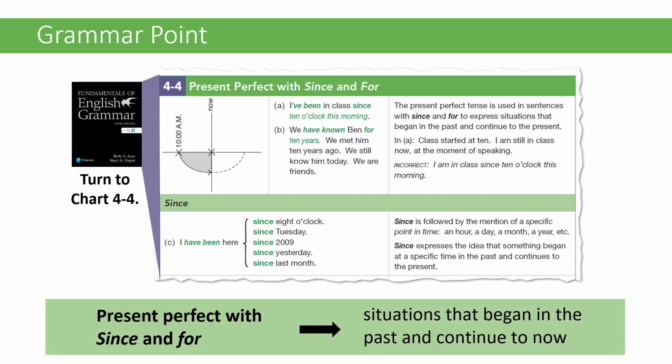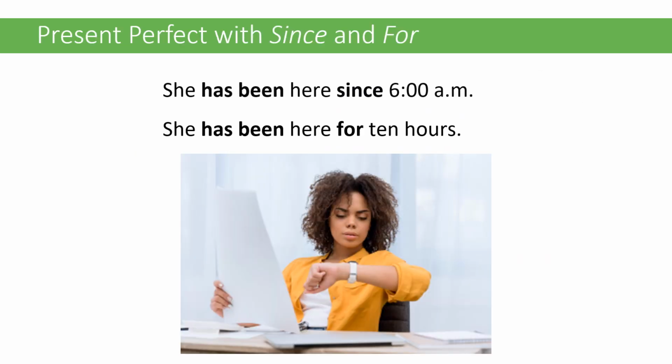So we also use the present perfect with since and for with situations that began in the past and continue until now. Let's look at this. She has been here since 6 a.m., or she has been here for 10 hours. So we're talking about something that happened in the past and continues up until right now. It may or may not end in the future, but we know that it has continued up until now.